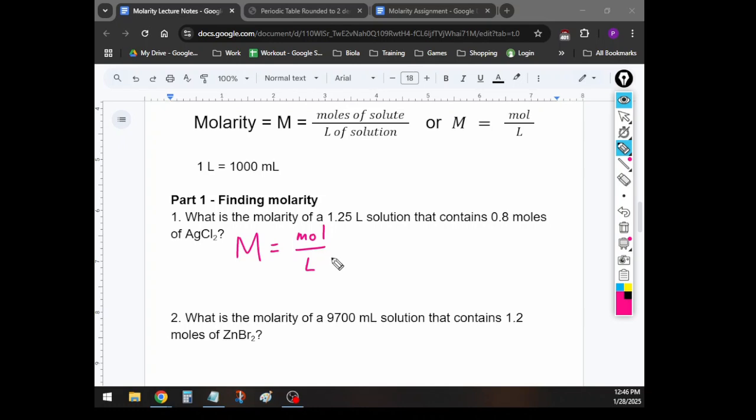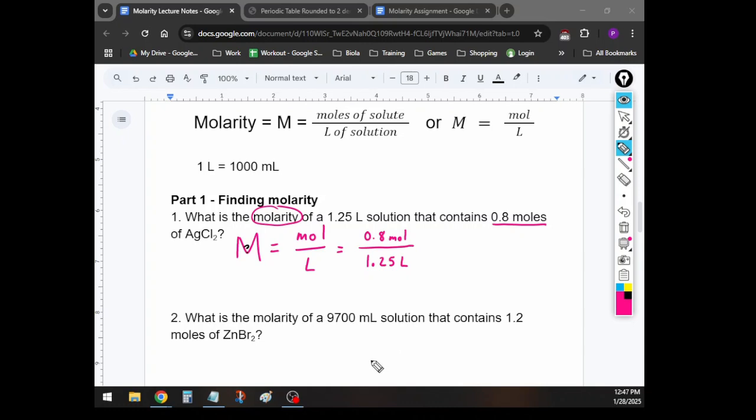All right, and then all we got to do is look at the problem, pull out the numbers, and just plug them into the correct positions. So let's start from the beginning. What is the molarity? Molarity is what you are looking for. Out of these three, which one is molarity? Yeah, capital M. So we are looking for capital M right here. And then it says of a 1.25 liter solution. Where on the fraction should we plug in 1.25? On the bottom. Liters on the bottom, exactly. Great. Okay, and then it says it contains 0.8 moles of AgCl2. So we're going to put 0.8 moles on the top.